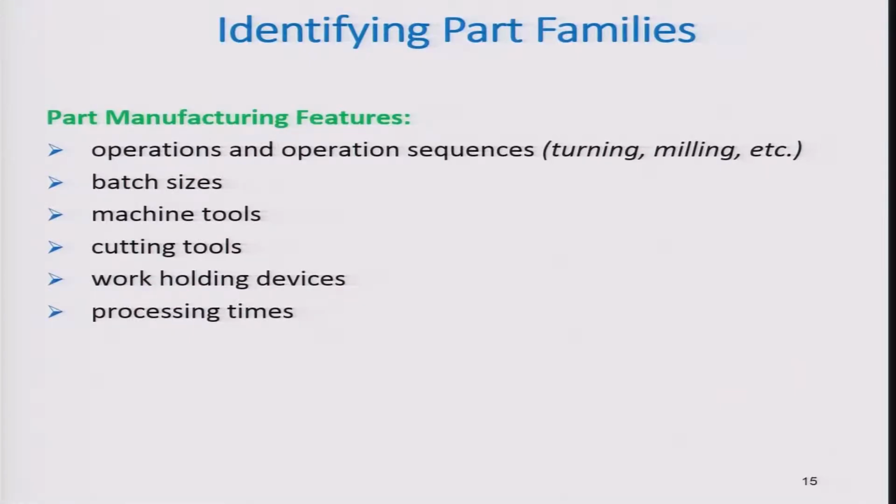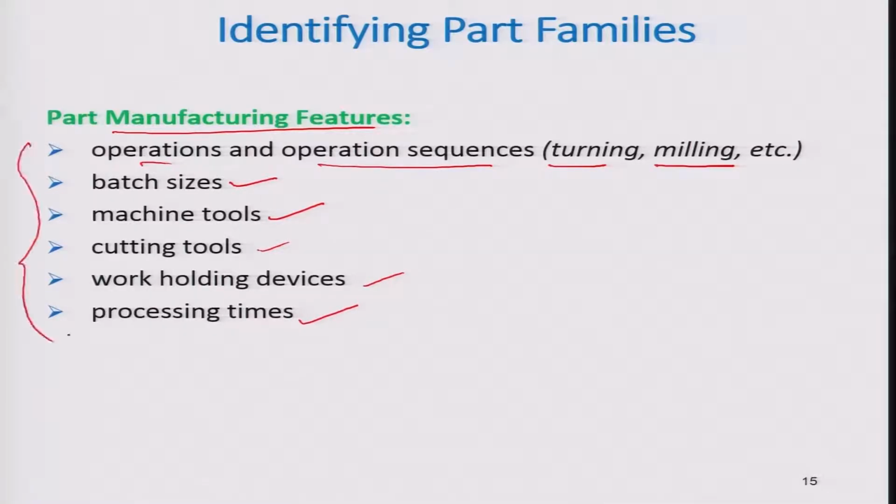And part manufacturing features are the manufacturing attributes, how you will club your parts according to your manufacturing features. For example, operation and operation sequence. Suppose that in each part turning is required, so you can club those parts in one group, and that will be called one part family. Batch size, machine tool, cutting tool, work holding devices, processing times. So they are the ways to make a part family. On the basis of design attributes and manufacturing features, you can identify your part family.